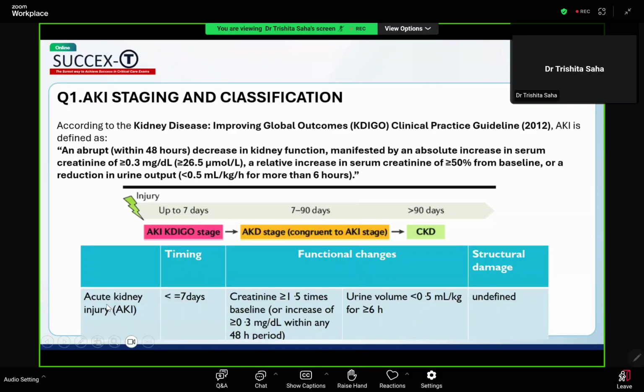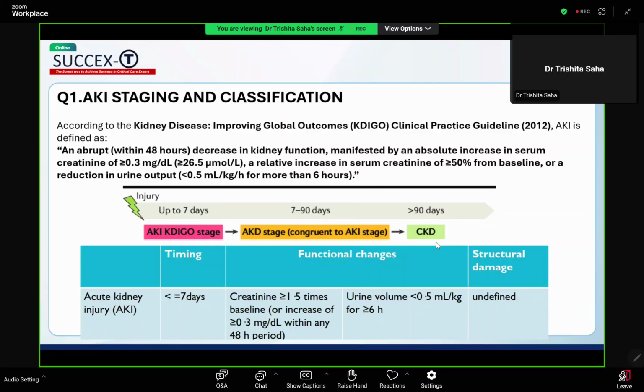You can describe it: acute kidney injury, timing less than 7 days. What are the functional changes? The creatinine goes up to 1.5 times the baseline, or an increase of 0.3 milligram per dL within any 48 hours, or the urine output is less than 0.5 ml per kg for more than 6 hours. The structural damage is undefined in this definition. And then you can write the transition from AKI to AKD. AKD, we tell, is when it is more than 7 days, 7 to 90 days, and when it is more than 90 days, that is more than 3 months, it goes to chronic kidney disease.